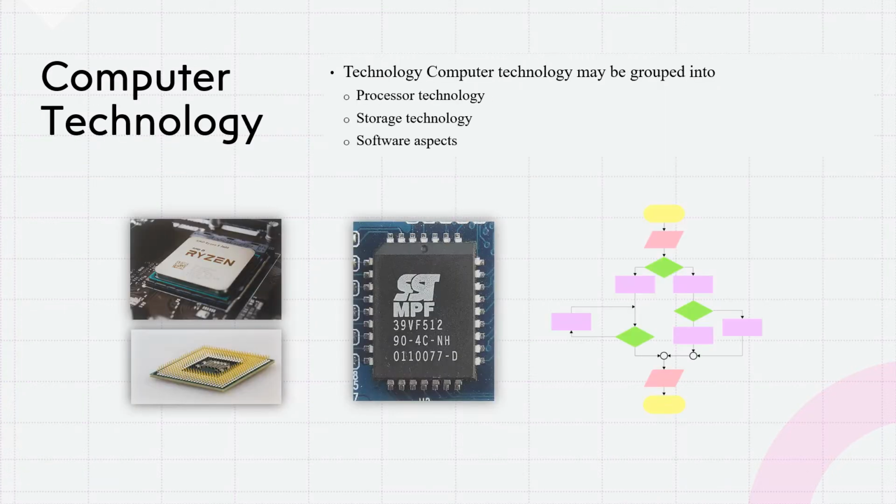We now head to computer technology. Computer technology may be grouped into processor technology, storage technology, and software aspects. The left-hand side image is of a processor, the center image is of storage, and the right-hand side image is regarding software aspects. We will get to know it in the coming topics.